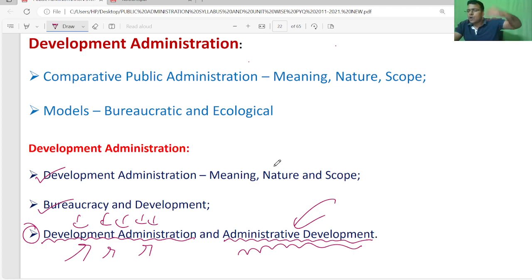And as a BDO, what do you ensure? You administer. You are the main administrator. You administer development of Bissam Cuttack block. Get my point? So you need to administer the development of Bissam Cuttack block. That is administrative development. As a BDO, what do you do? So what is development of administration?